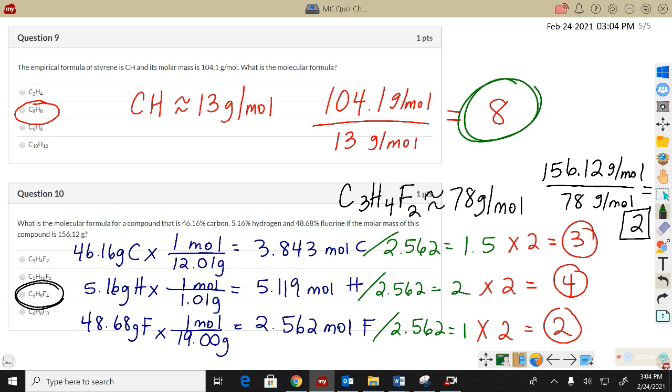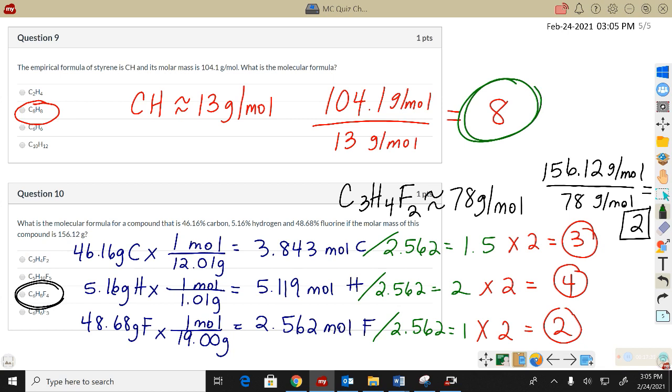The most work ever would come in something like 10, where I have to figure out the empirical formula first and then convert it to a molecular formula. And these are all the steps that I would want to show if I had to show my work. So I've got percentages: percent carbon, hydrogen, and fluorine. Assuming a 100-gram sample, I can convert those percentages to masses and then get the grams into moles. None of them are whole numbers. 3.8-ish moles of carbon, 5.1-ish moles of hydrogen, 2.5-ish moles of fluorine.